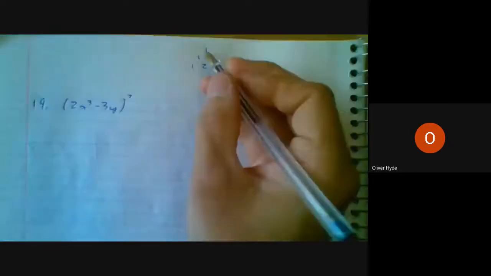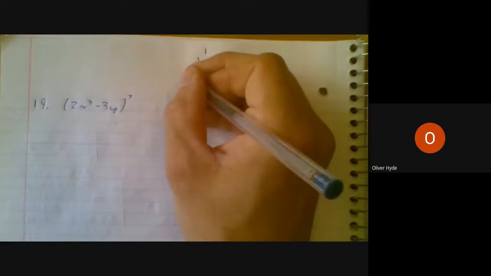But question 19 asks us to expand and simplify the first three terms of (2x³ − 3y)⁷. To do this, I'm going to need the first three terms of Pascal's triangle, not the entire triangle, just the first three terms. There's the first three terms of row 0, row 1, and row 2. Did I say the first 7 rows? Since I start at row 0, I actually need the first 8 rows.